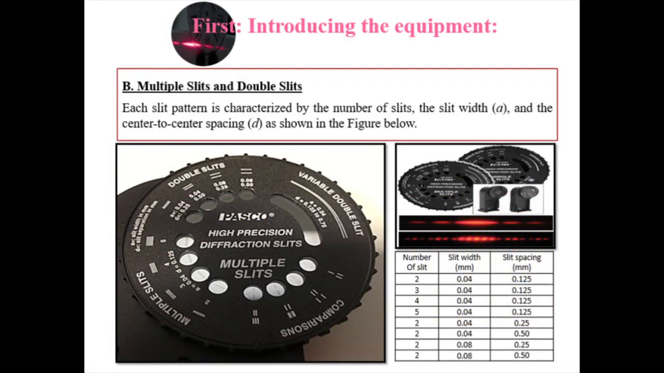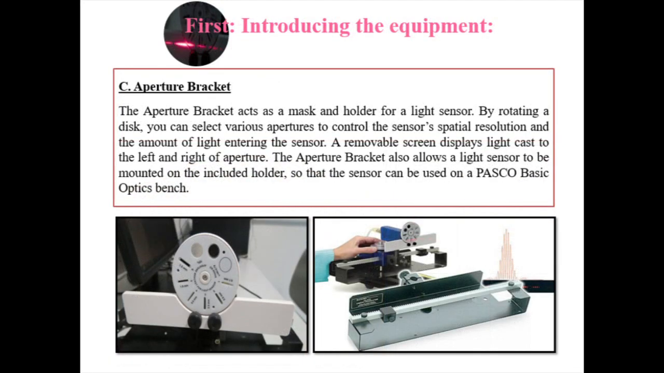Multiple and double slits. Each slit pattern is characterized by the number of slits, the slit width A, and the center-to-center spacing D, as shown in the figure below. Aperture bracket. The aperture bracket acts as a mask and holder for a light sensor. By rotating a disc, you can select various apertures to control the sensor's spatial resolution and the amount of light entering the sensor. A removable screen displays light cast to the left and right of the aperture.